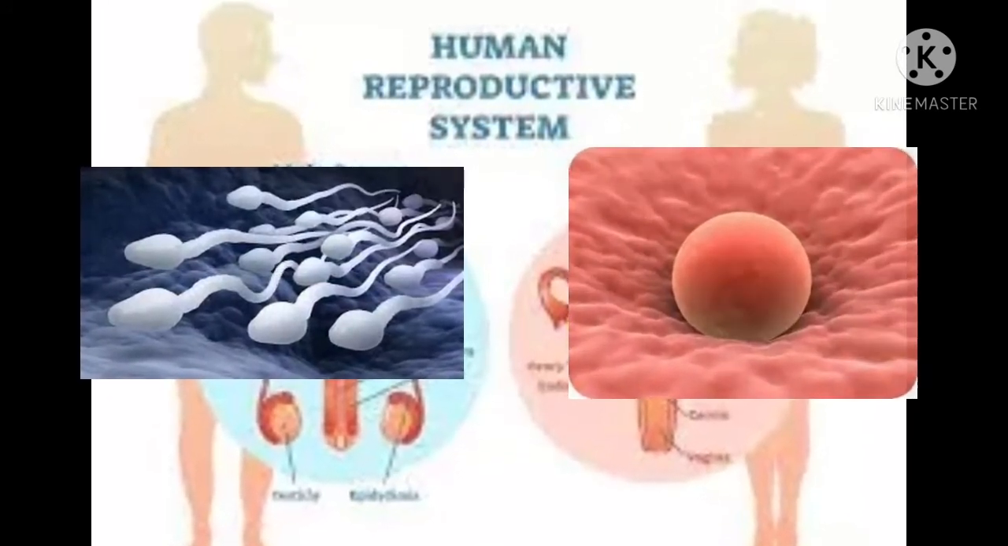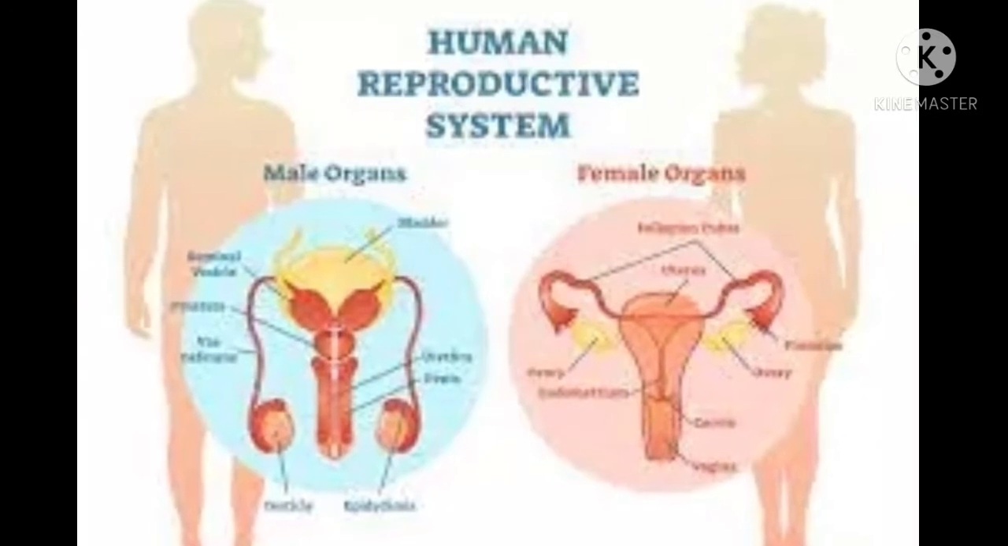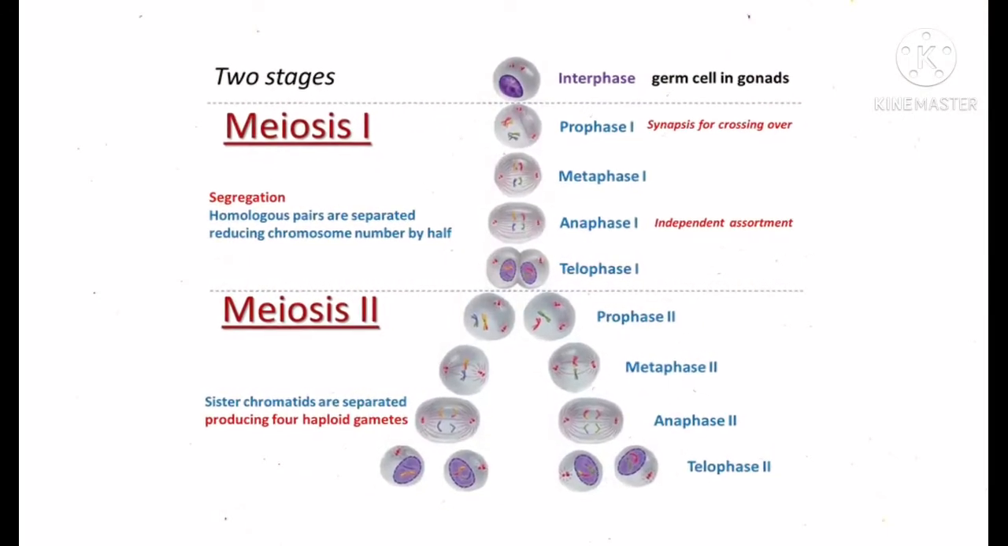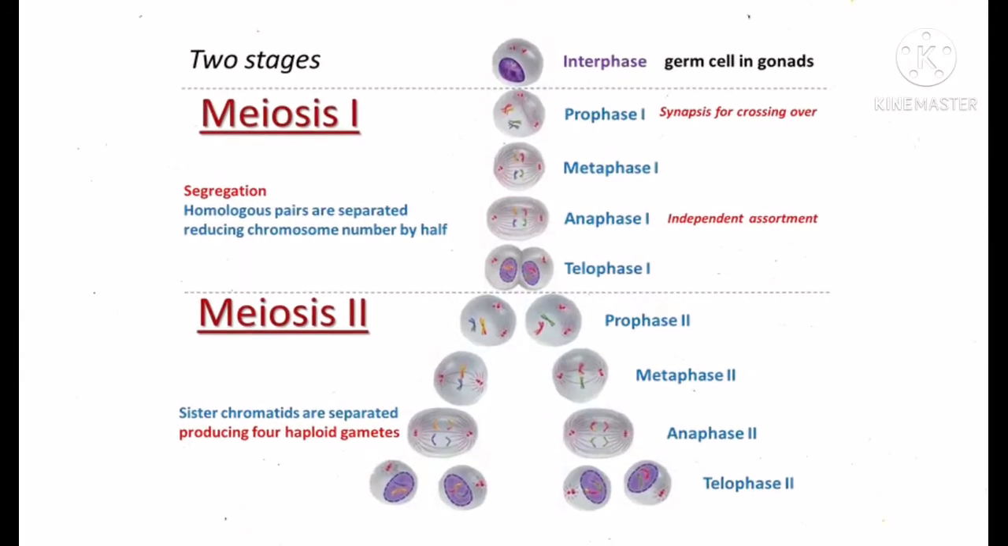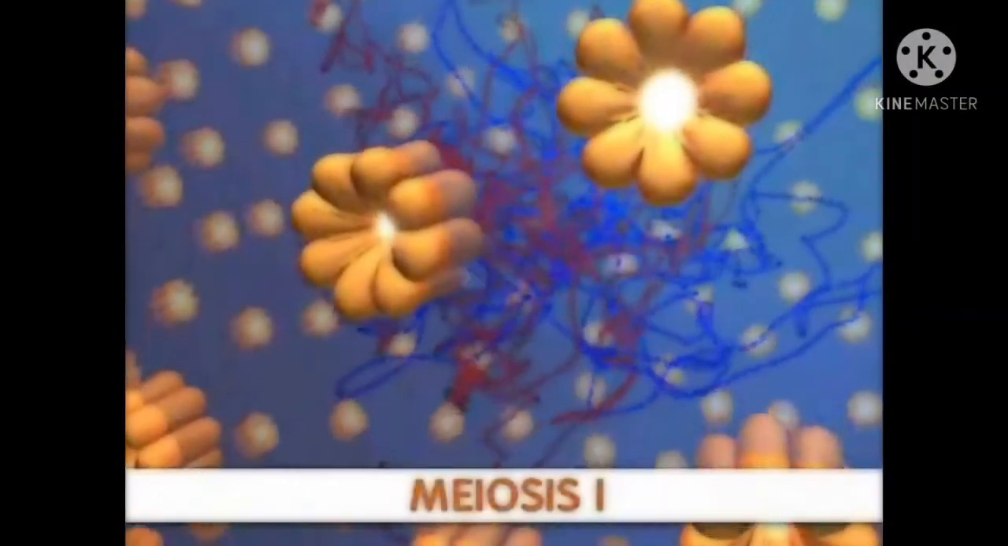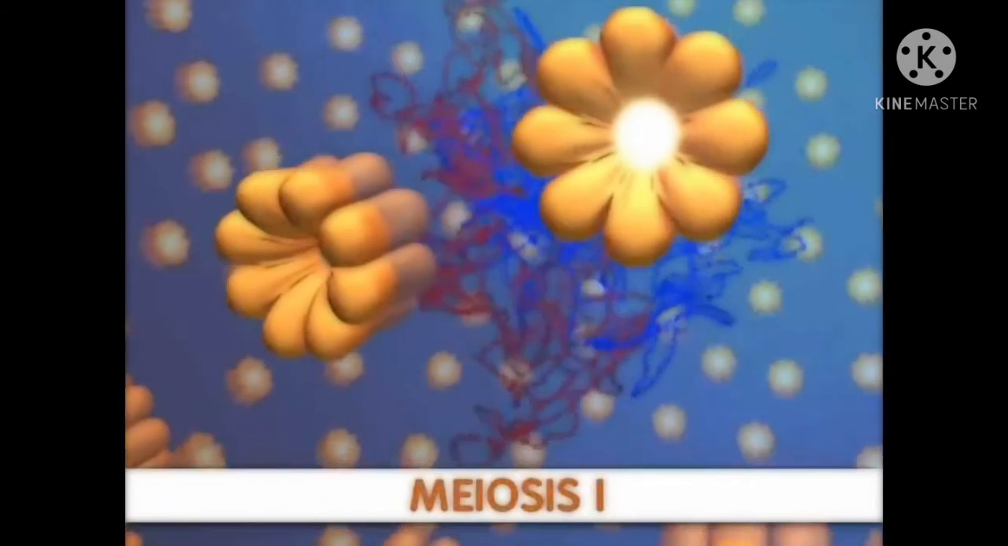These sex cells are produced through a type of nuclear division that reduces the chromosome number to half of that of the parent cell. This reduction division stage is called meiosis, which involves two successive cell divisions, meiosis 1 and meiosis 2. Let's look at this process in more detail. Meiosis 1 is the reduction stage where the chromosome number is reduced to half.